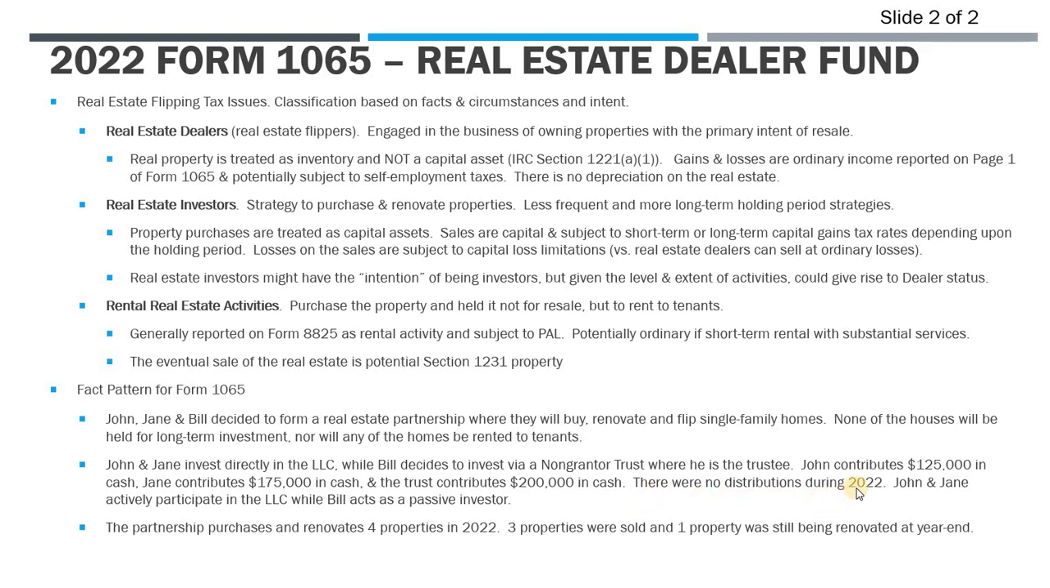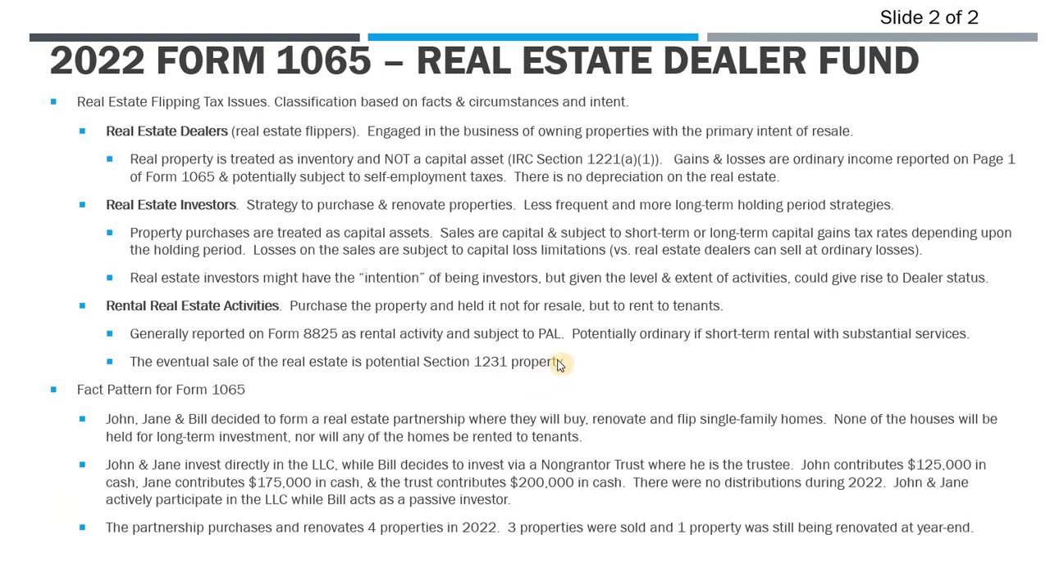And during 2022, there's no distributions. John and Jane are actively participating in the business, and then Bill and that trust are just characterized as passive investors. So there's no material participation or active participation on the part of Bill or that trust. So during the 2022 year, what we'll see is the fund was set up towards the end of the year, and so they were able to purchase and renovate 4 properties. They were able to get 3 sold before the end of the year, but 1 is still being renovated at the end of the year and has not been sold.